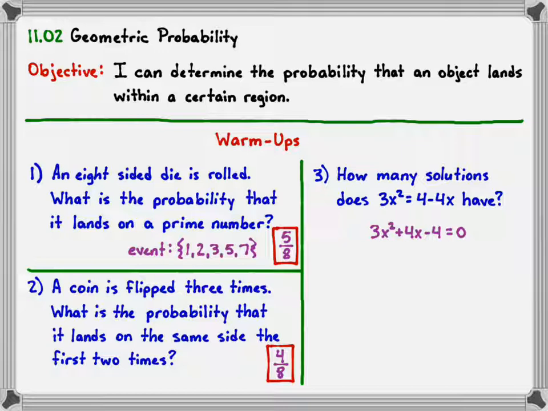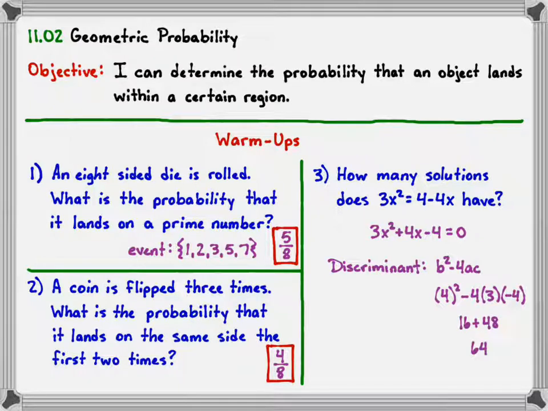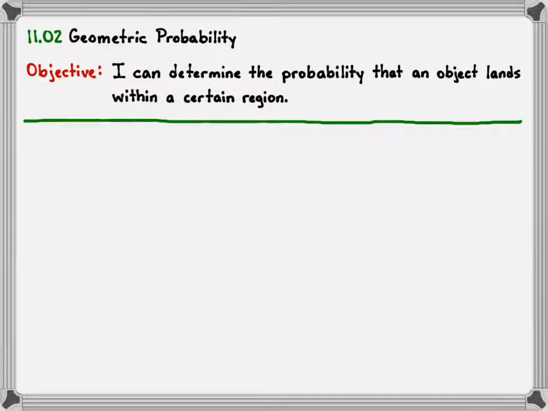And then the square root of a negative number would produce 2 imaginary numbers, because we're dealing with the square root of -1 there. So we're going to go ahead and find the discriminant. Remember, the discriminant is b squared minus 4ac. And then we're going to plug in our values to the discriminant and then simplify that. So we end up with 64. Since that number is positive, when I take the square root of that, that is going to give me 2 real solutions. So let's go ahead and get into our lesson for today.